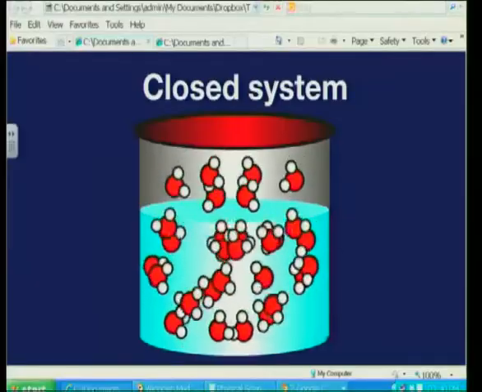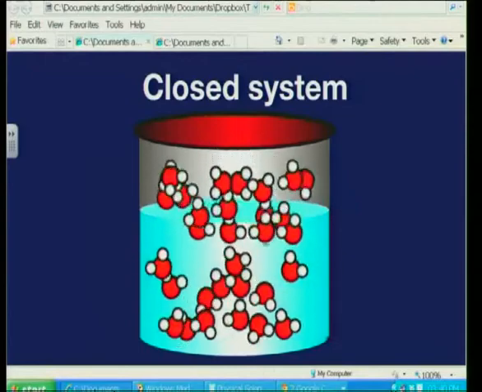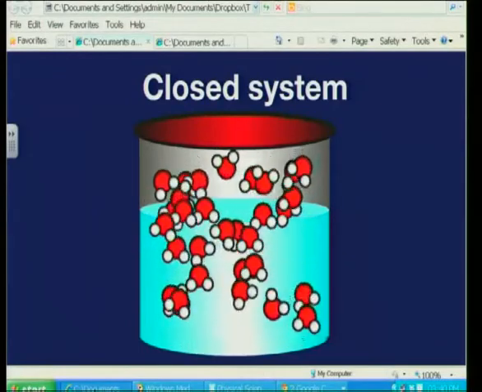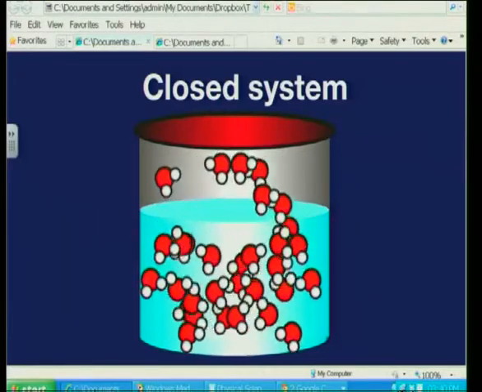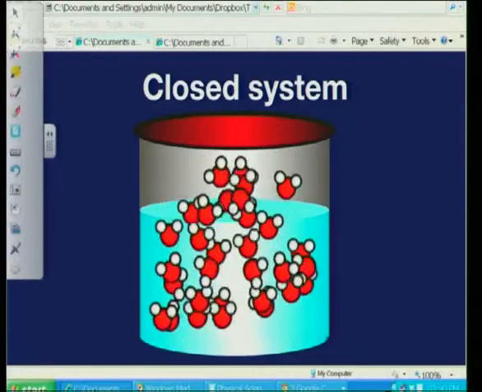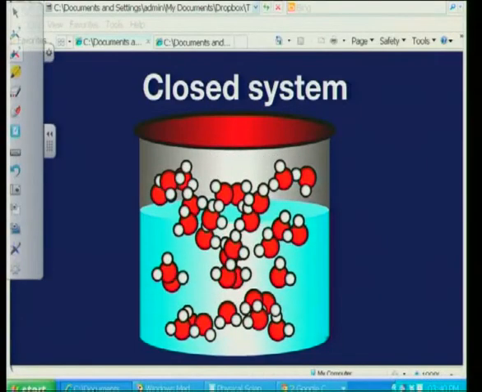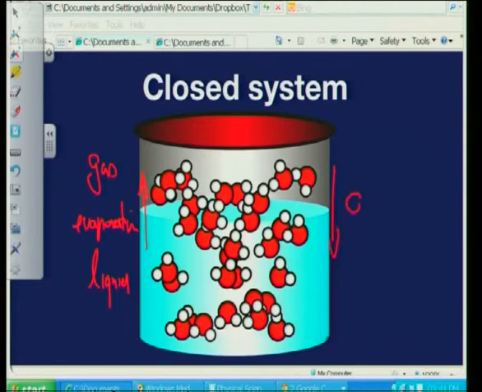So let's first of all go and have a look at these particular systems. Here we have a closed system, and we have particles, in this case representing water, in a closed container. And I hope you can see that if I just stop it for a moment, freeze it, what we've got is liquid over here, and we've got gas over here, and the process going from liquid to gas, evaporation, and going from gas to liquid is condensation.